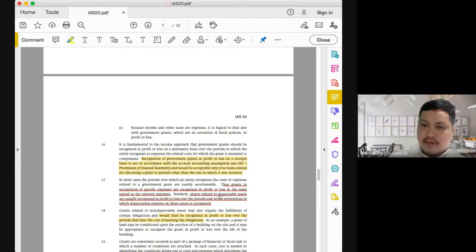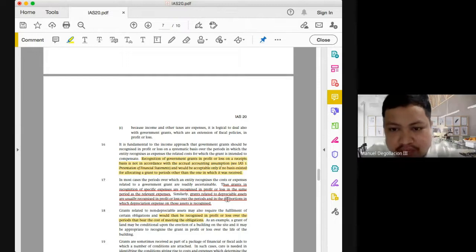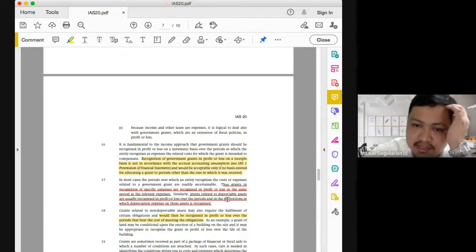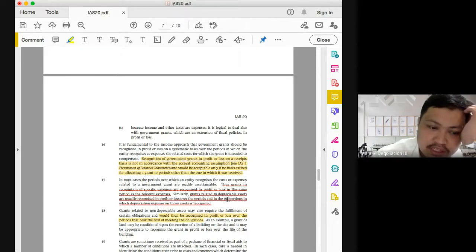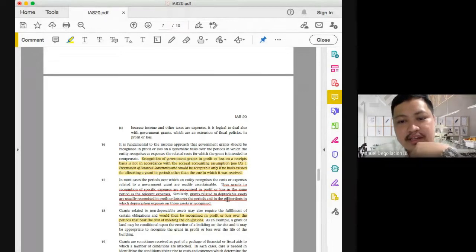Okay. Grants related to depreciable assets are usually recognized in profit or loss over the periods and in the proportion in which depreciation expense on those assets is recognized. Okay, so if the grant is related to a depreciable asset, class, then you will also spread out the recognition of the government grant as an income at the same rate as the depreciation on the related asset is recognized. So if the asset is being depreciated on a straight line basis, then that's very simple. You will also allocate or spread out the government grant equally over the life of the depreciable asset.